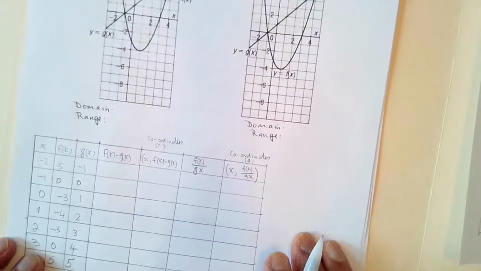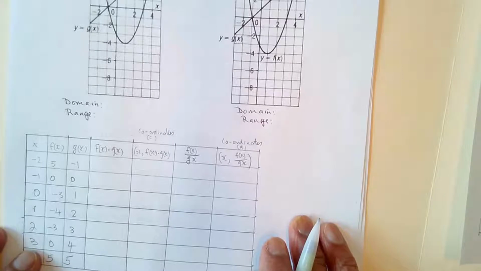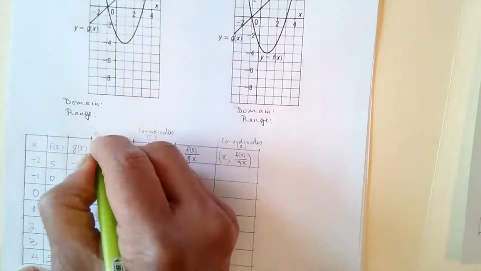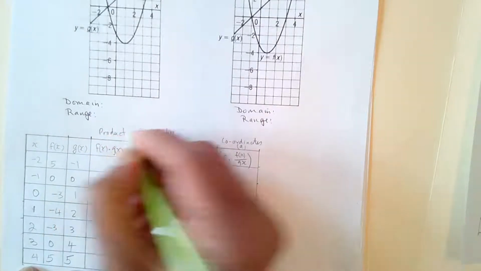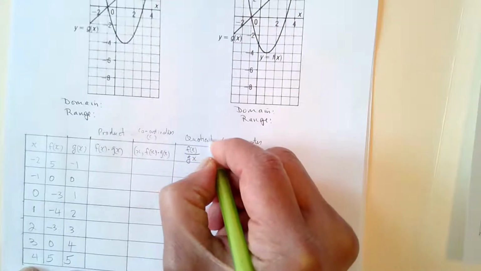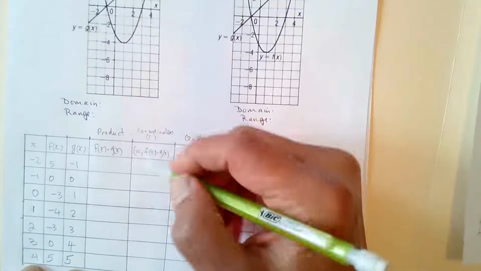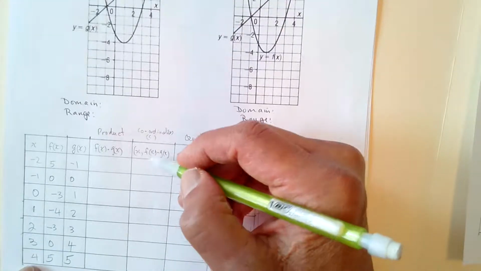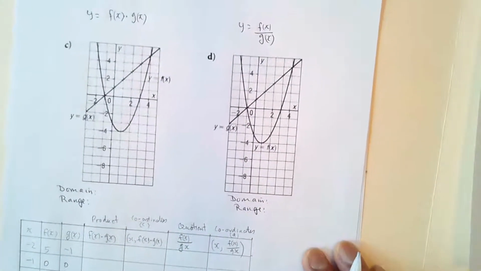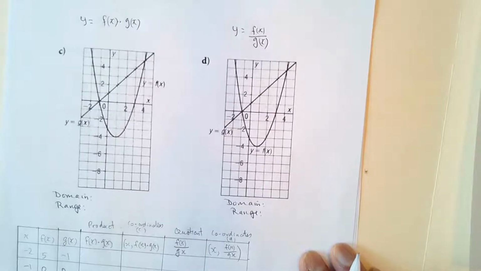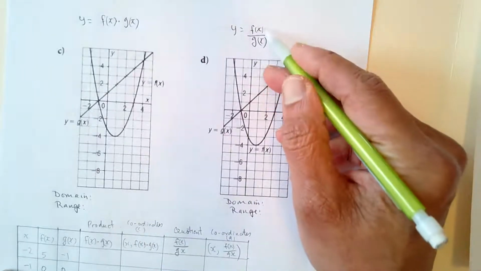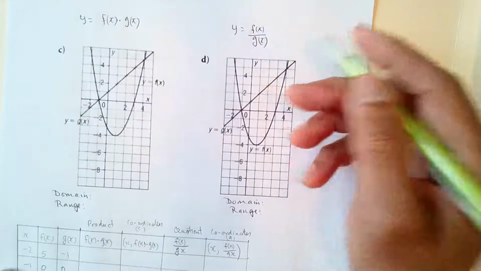Now, because both graphs have the same initial functions, I've combined the two of them. In this case here, I'm looking at a product. And in the other case, I'm looking at a quotient where I'm dividing. And here I have a column for coordinates for this graph here, which we have y equals f of x times g of x. So this is my y equals f of x g of x graph, and this would give me my y equals f of x over g of x.